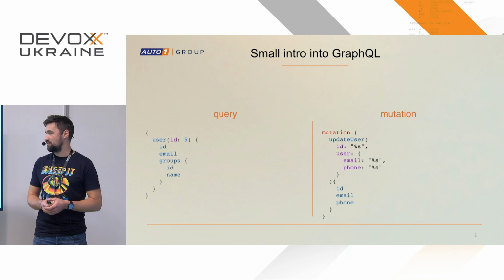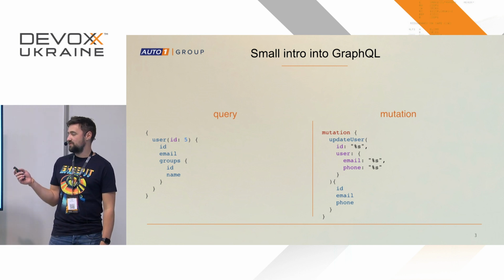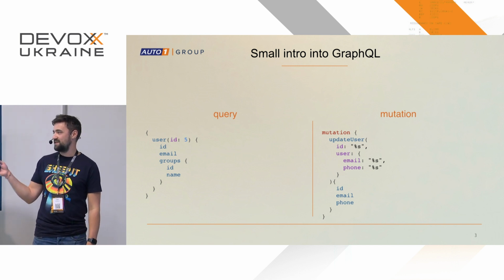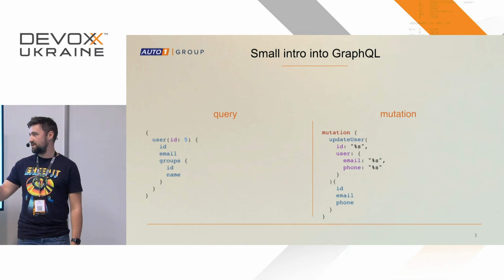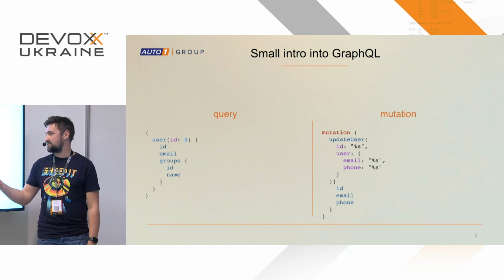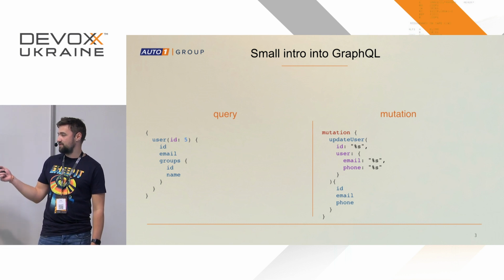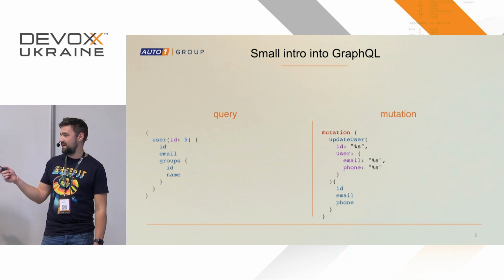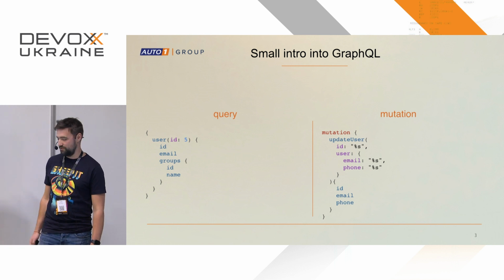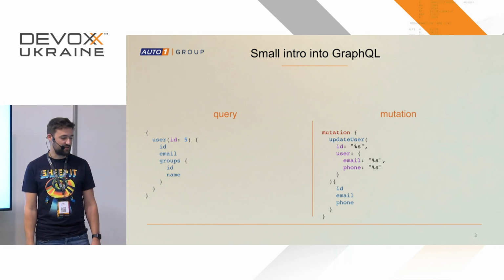There is also an operation name, update user. Usually, we can use the operation type also in the query, as a shortcut version without the query word. And this says that I would like to update the user with this specific ID, and I would like to set email and phone number to the values which I will receive in the request.